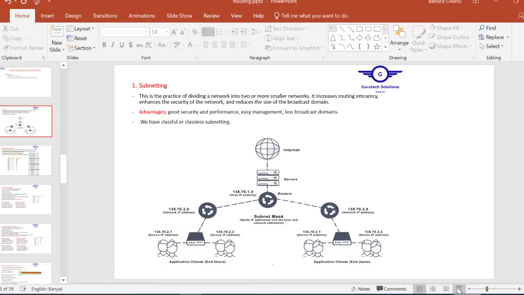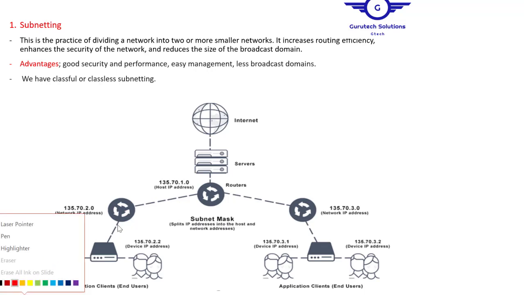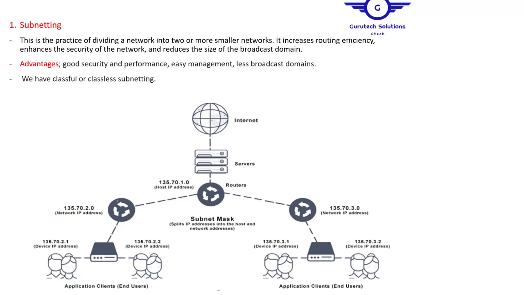So that was just an example of how subnetting was done. Also in this simple topology, you can see that on this router, the network address used for this LAN is 135.70.2.0, and the first host took that one and the second host took that one, and the same applies on this side. So these are just the concepts of subnetting. But this scenario is called classful, while the previous scenario that I showed you is classless. So you're going to understand what classful and classless subnetting mean.